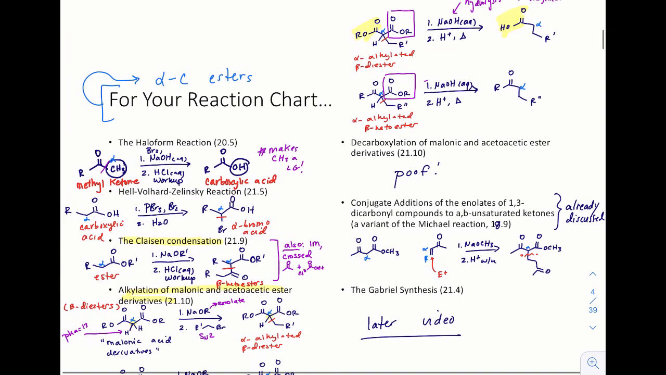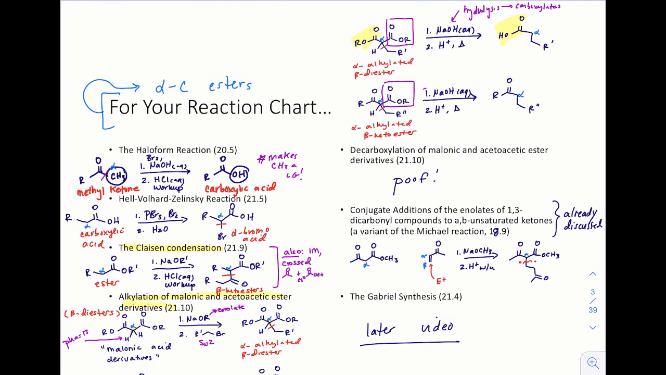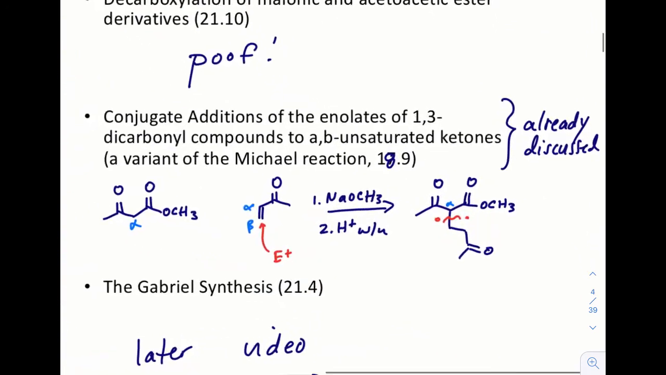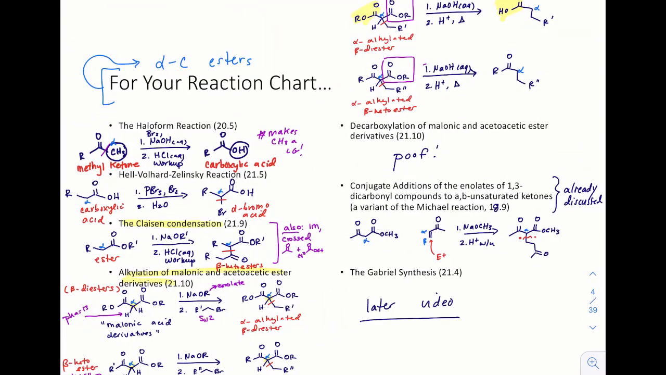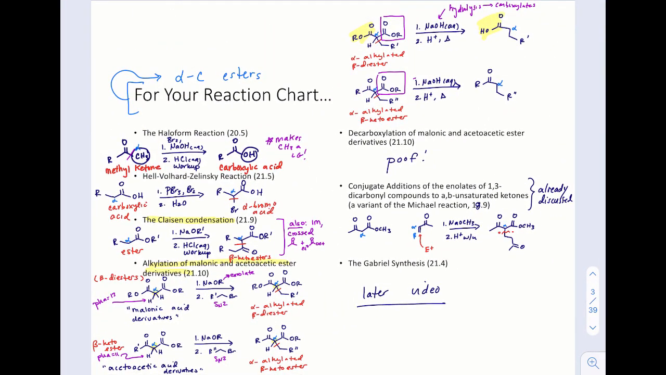Poof. I reminded you of conjugate additions of enolates of these 1,3-dicarbonyl compounds, such as the beta-ketoester, or even the beta-diester could do this, right? And you can review that from previous lessons. We'll learn the Gabriel synthesis in a later video. This is quite enough for now.